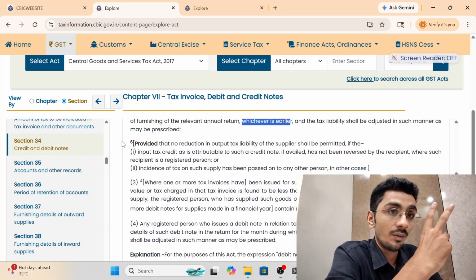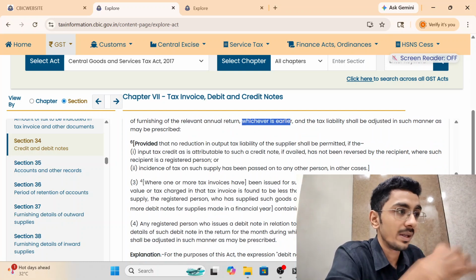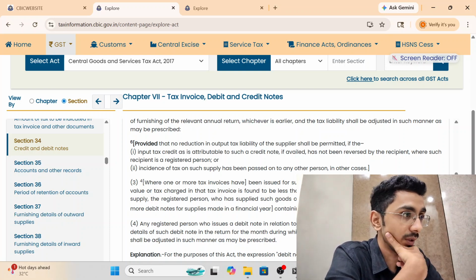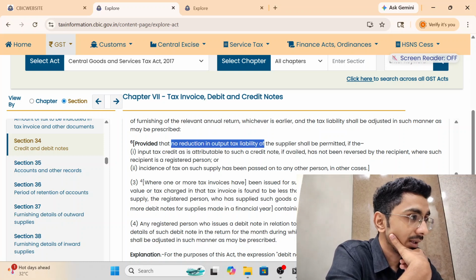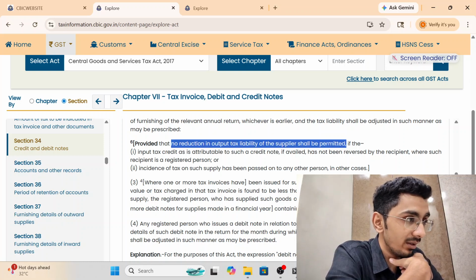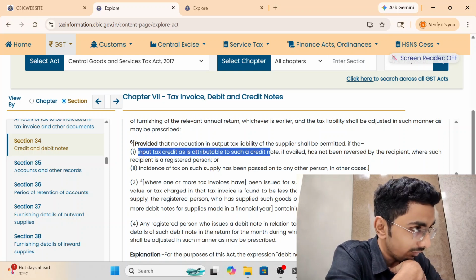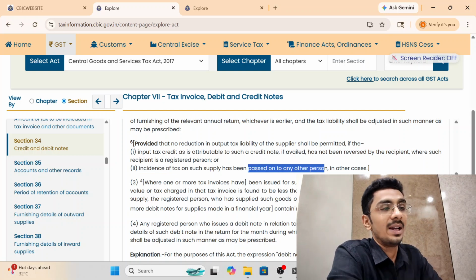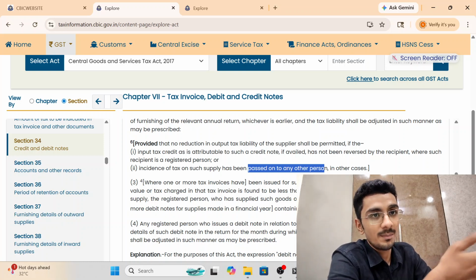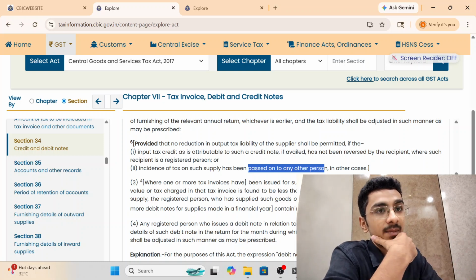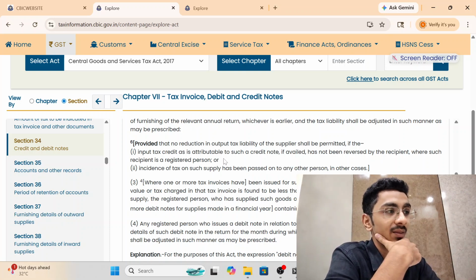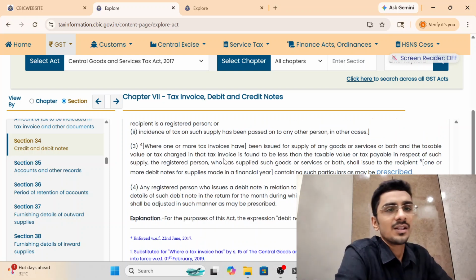Now coming back to the two provisos. First one, there's a different sort of wording over here. It says that no reduction in output tax liability of the supplier shall be permitted if ITC is not reversed, or the incidence of tax is passed on to any other person. So as I have mentioned, if you want to comply with the condition, first thing, the recipient should reverse, and tax incidence should not be passed. They are just using a different way of presentation. Now this is regarding section 34, very clean case.